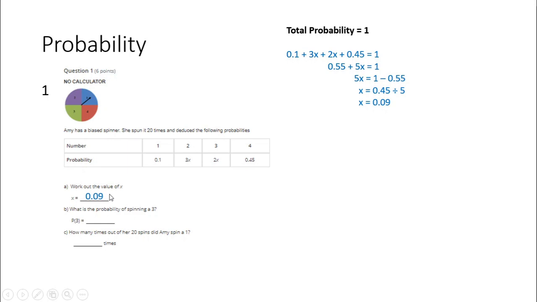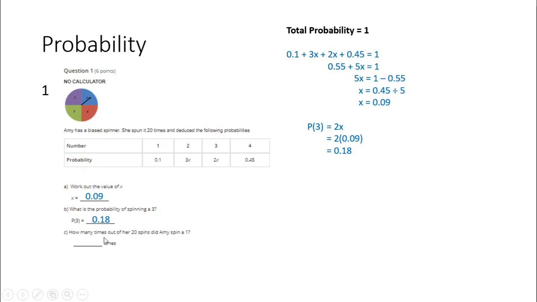Well, if you've got x wrong, you're going to get this wrong, because the probability of spinning a 3 is 2 times x. So 2 times x, when x is 0.09, is 2 times 0.09, which is 0.18. So the probability of spinning a 3 is 0.18.